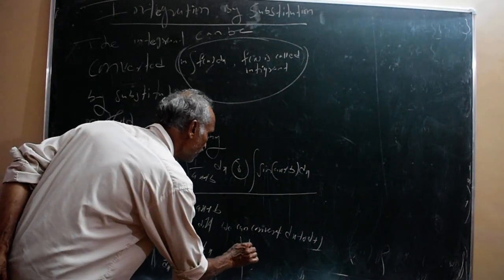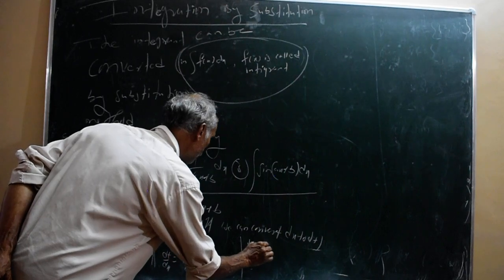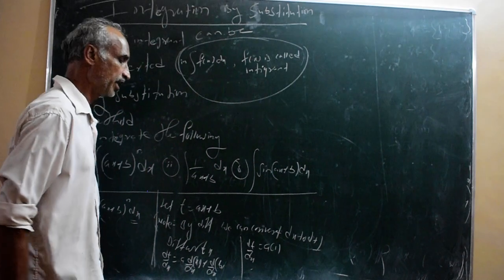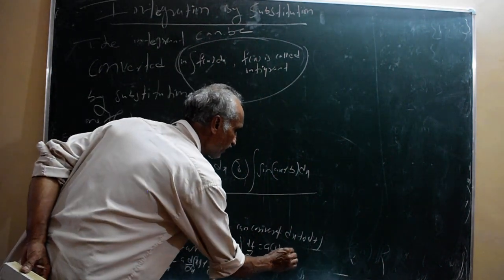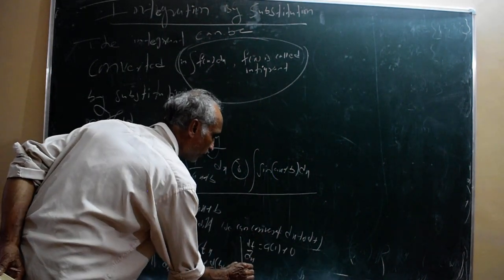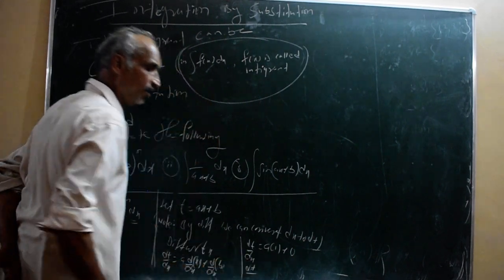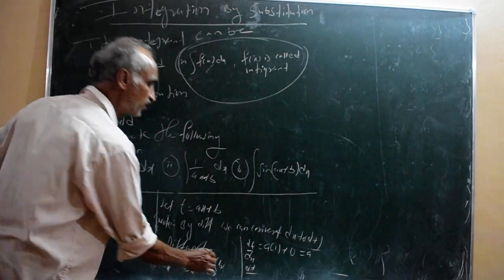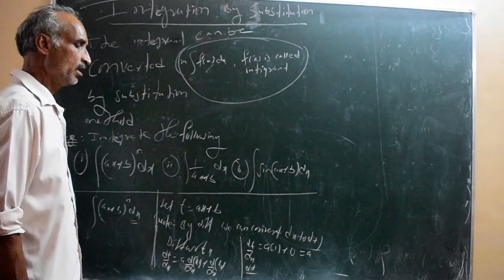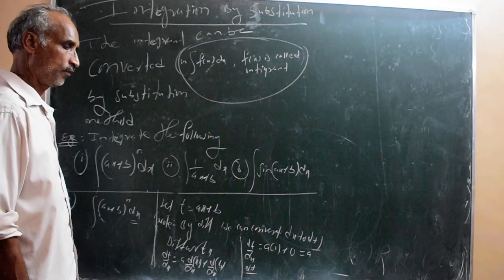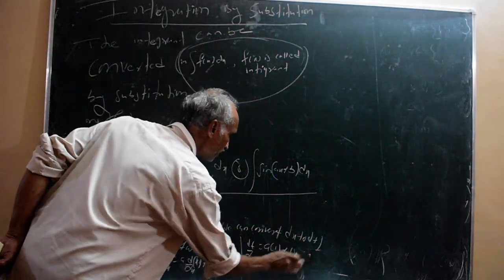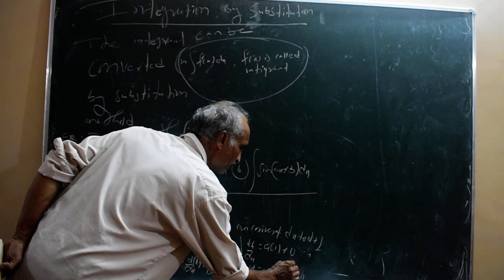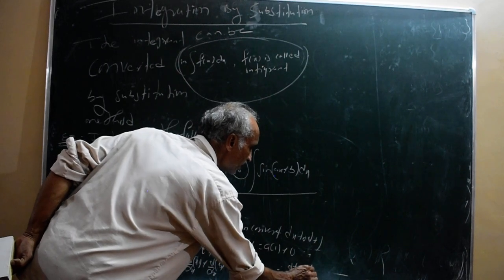So dt by dx is equal to a into the differentiation of x with respect to x, which is 1, plus b, whose differentiation is 0. So a into 1 is a. Therefore dt by dx is a. By cross multiplying, dt upon a is equal to dx.